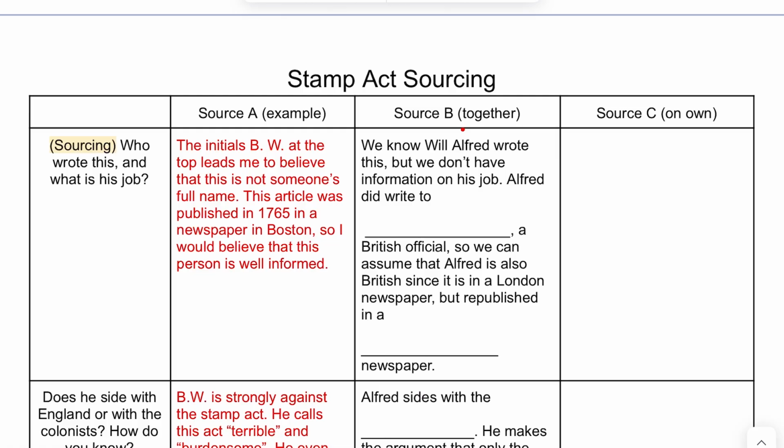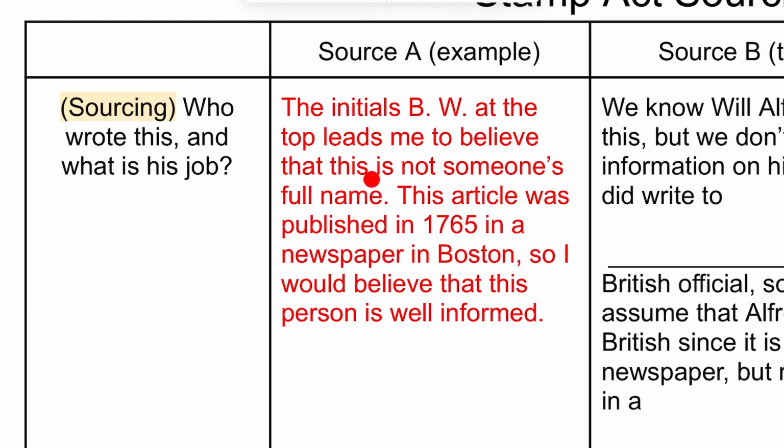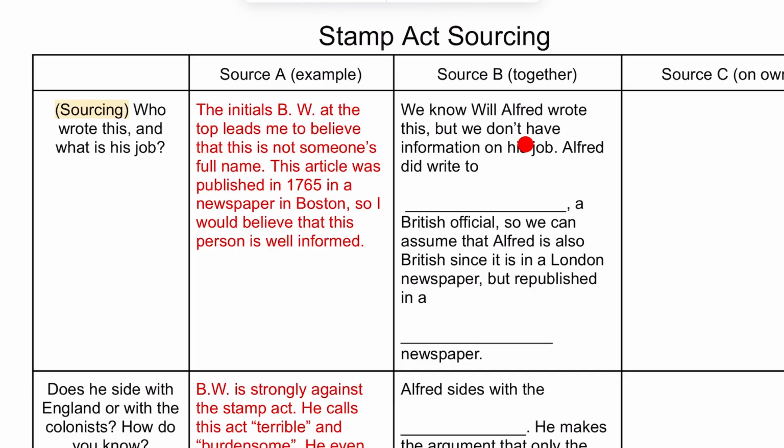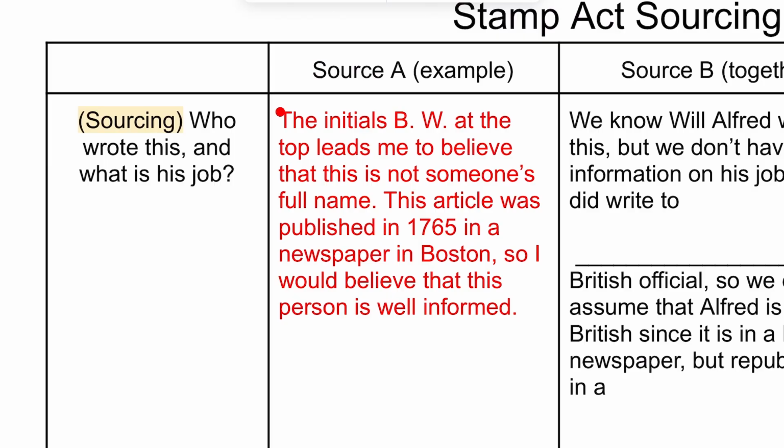Starting here, source A. So who wrote this and what is his job or her job? I went ahead and told you the initials BW at the top leads me to believe that this is not someone's full name. The article was published in 1765 in a newspaper in Boston, so I would believe that this person is well informed. I'm taking an assumption here that the newspaper is not just going to publish something random, but they're going to look at maybe multiple letters and publish something that they believe is well informed or well written. So we don't know their job and we don't really know who wrote this, and that's okay here, but I think it's important for us to stop and pause here.